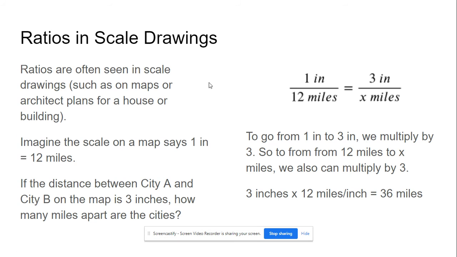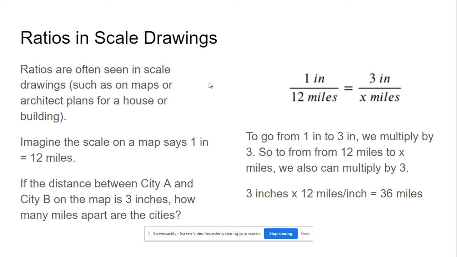Another place where ratios are often seen is in scale drawings. Scale drawings can be found on maps or on architect plans for a house or building. So imagine the scale on a map says 1 inch equals 12 miles. If the distance between city A and city B on the map is 3 inches, how many miles apart are the cities? So again, we set up a proportion.